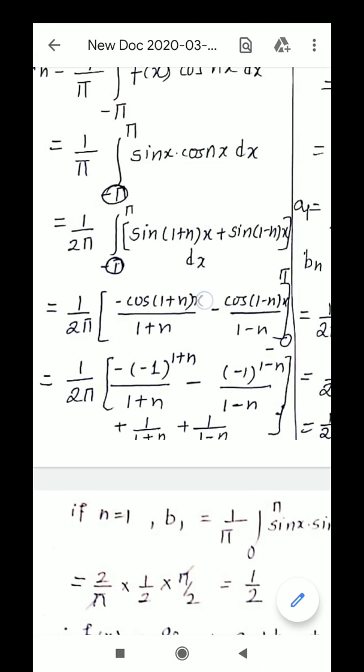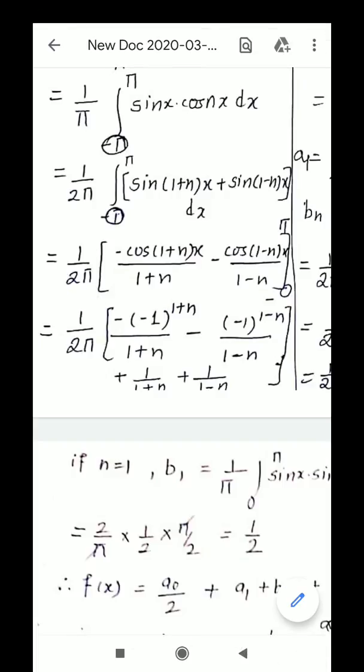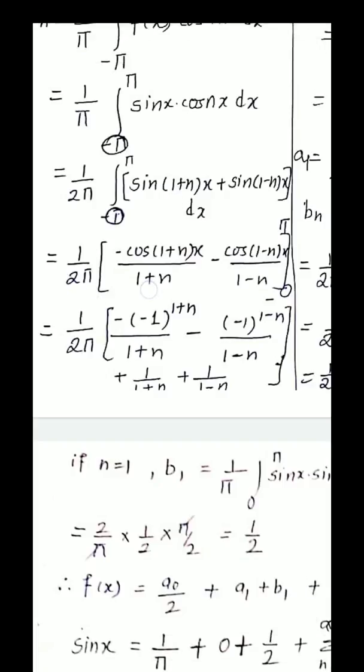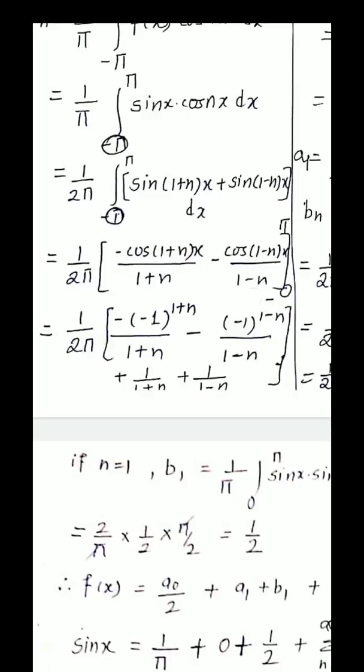Okay, now we have to find the integration of this term. So 1 upon 2 pi as it is, the integration of sin is minus cos of 1 plus n into x upon 1 plus n. Similarly, the integration of this sin is minus cos of 1 minus n into x upon 1 minus n. The limit varies from 0 to pi.